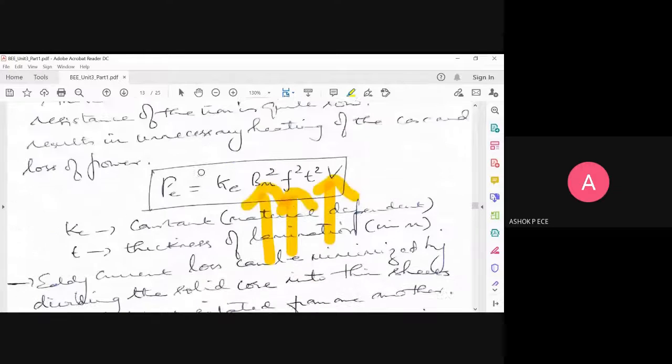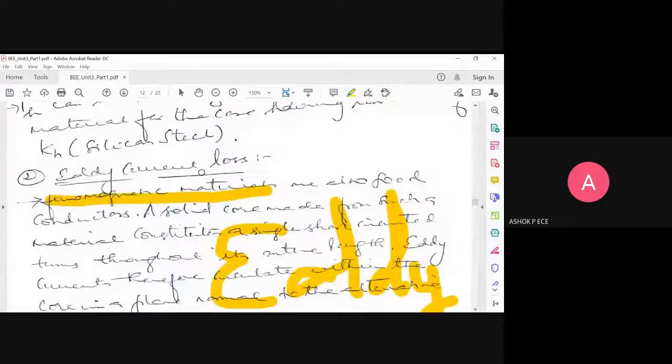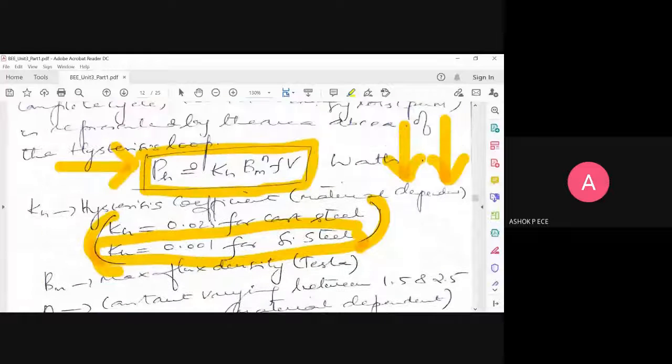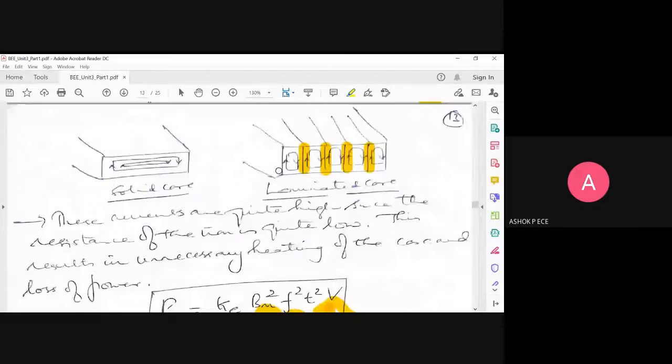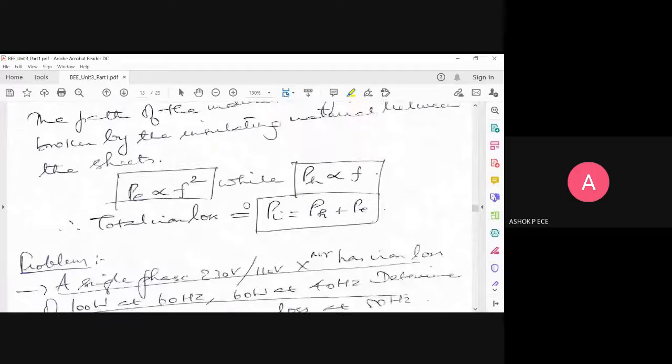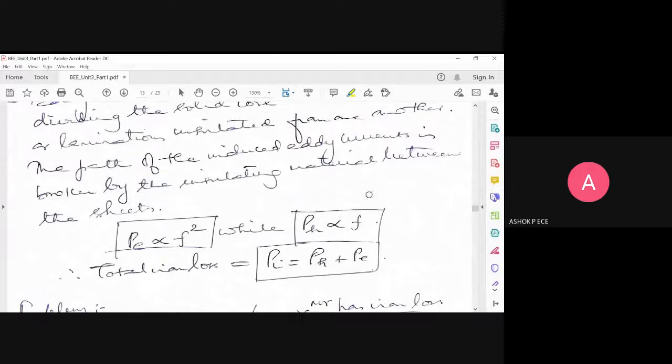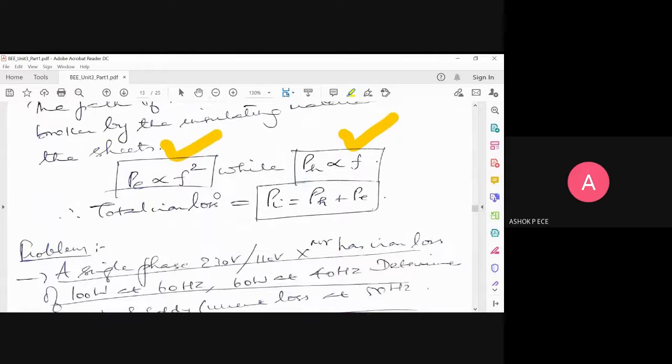And if you see the expression for eddy current loss and hysteresis loss, hysteresis loss is proportional to frequency F, but eddy current loss is proportional to F square. So see here, that is the relation. So hysteresis loss is proportional to frequency, but eddy current loss is proportional to square of the frequency. So total loss, add both. Eddy current loss plus hysteresis loss. So total iron loss in a transformer is given by hysteresis loss plus eddy current loss.